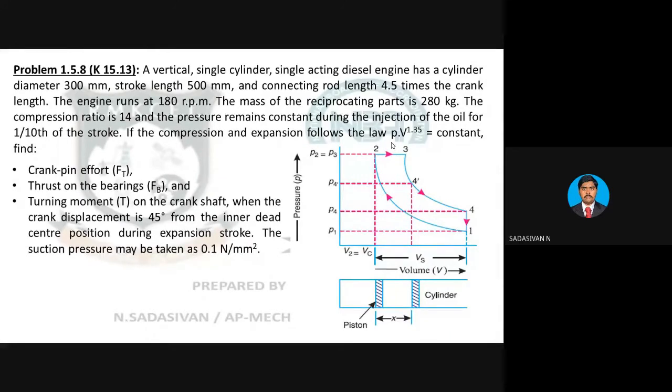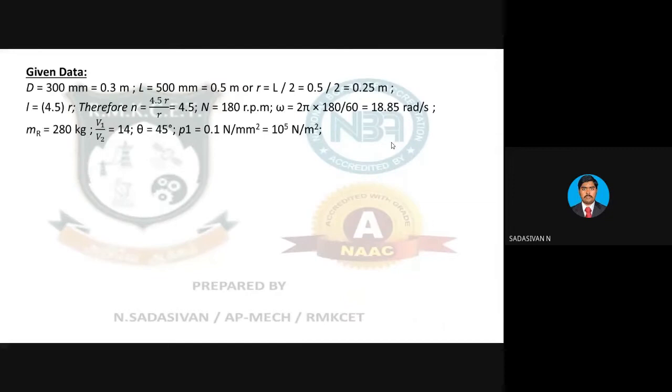This is totally new, so let us look into the PV diagram and understand some things. Given data: bore diameter is 300 mm, 0.3 meter. Stroke length 500 mm, 0.5 meter. Radius is equal to stroke length by 2, capital L, not small l. Stroke length by 2, not connecting rod length by 2. Radius of the crank is 500 by 2, which is 0.25 meter.